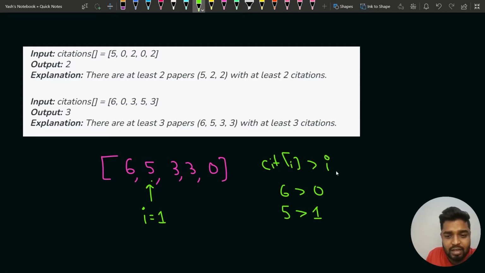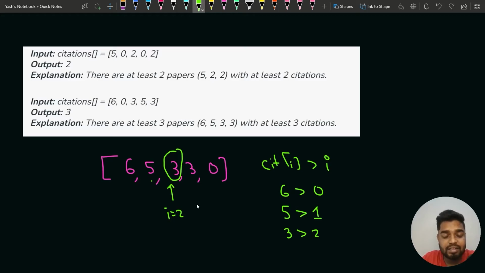Basically, if for a particular index the criteria is satisfied, then I plus 1 is the number of papers that are satisfying the criteria. Now when we move to the next index, let's say my index will be 2 here. Is the citation greater than the index? Yes, the element at this particular index is 3, and 3 is greater than 2. This means that there are at least 3 papers which have been cited 3 or more times. Correct. So I at index 2 is acceptable here, and this is also fine.